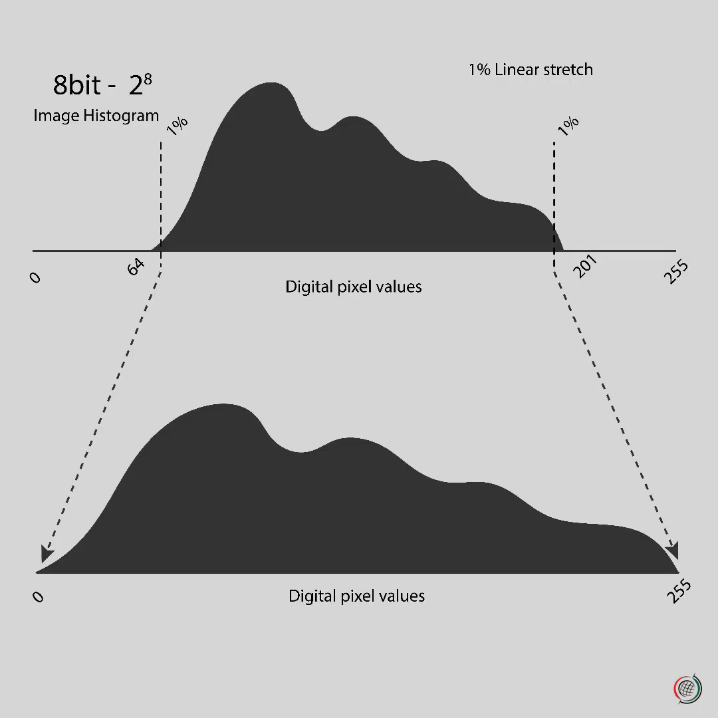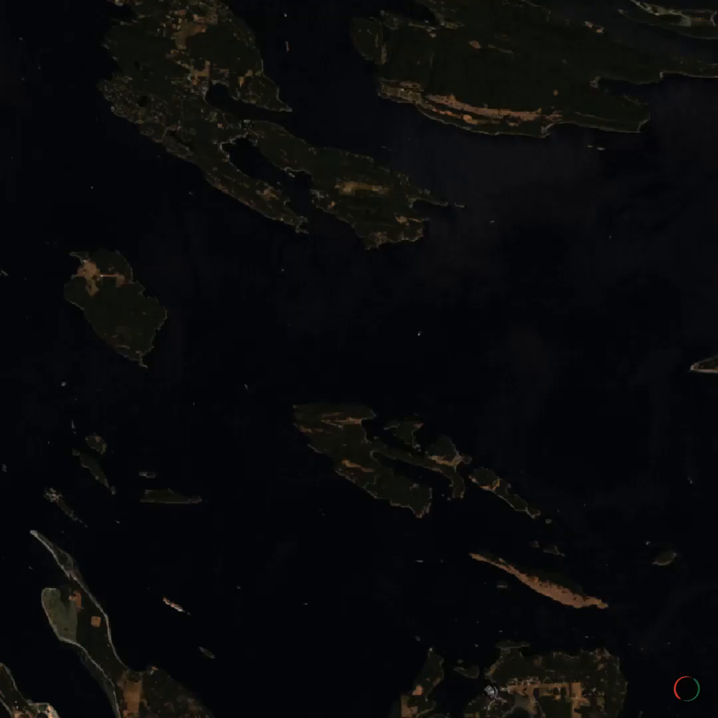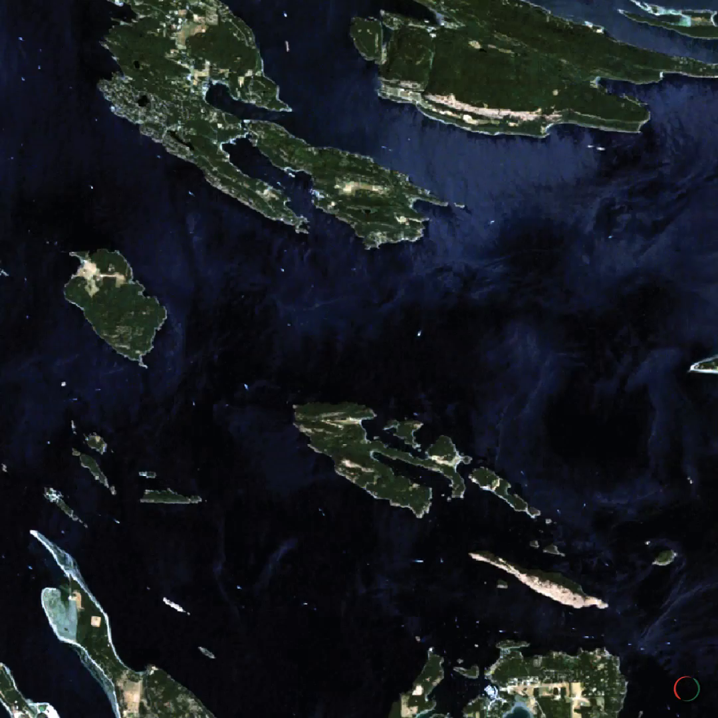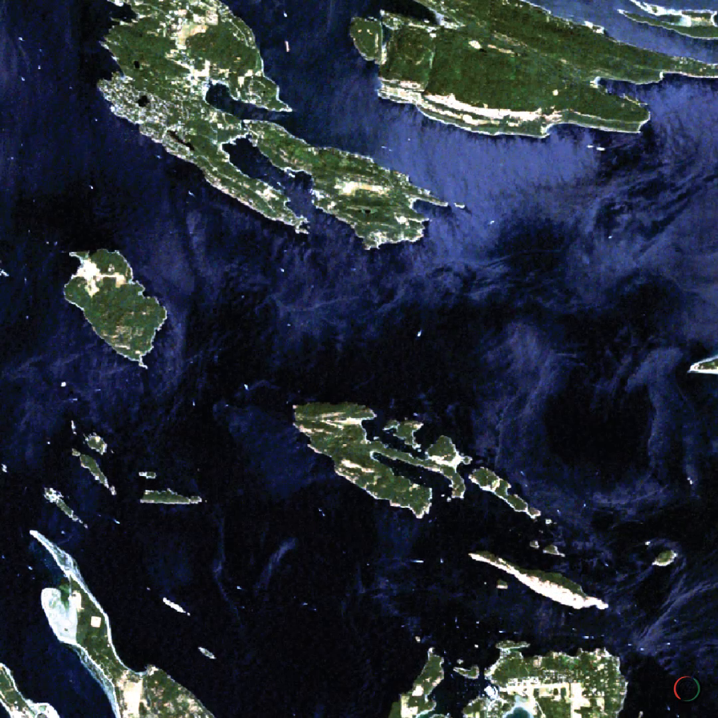There are a number of different linear stretches that we can apply. The most common ones are linear percent stretches, such as 1%, 2%, and 5%, which take the original image histogram values and take the percentage from each of the distribution tails. The higher the percentage stretch, the more contrast you see in the resulting image. For example, here's the original unstretched image. Now the linear stretch. Now 1%, now 2%, now 5%.